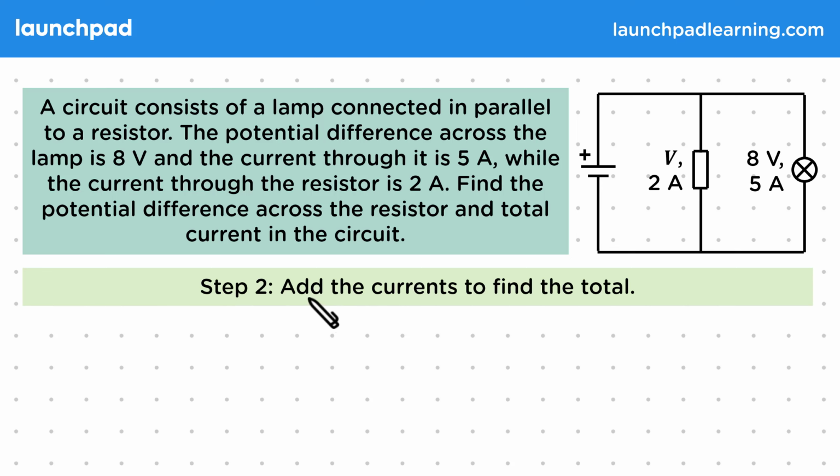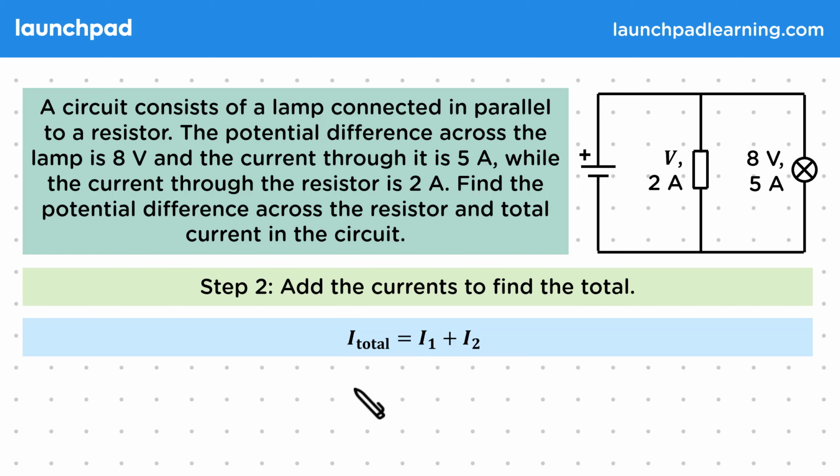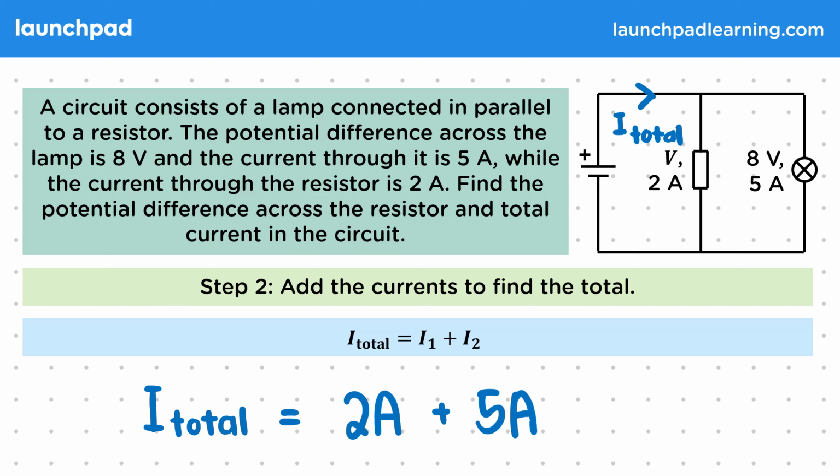In step 2, add the currents to find the total, where the total current we need to find would be the current flowing here, before or after where the branches join together. So we do this using the rule I total equals I1 plus I2, since we add together currents in parallel to find their total. So in this case, we do 2 amps plus 5 amps, using the currents from the resistor and the lamp, which gives us a total of 7 amps.